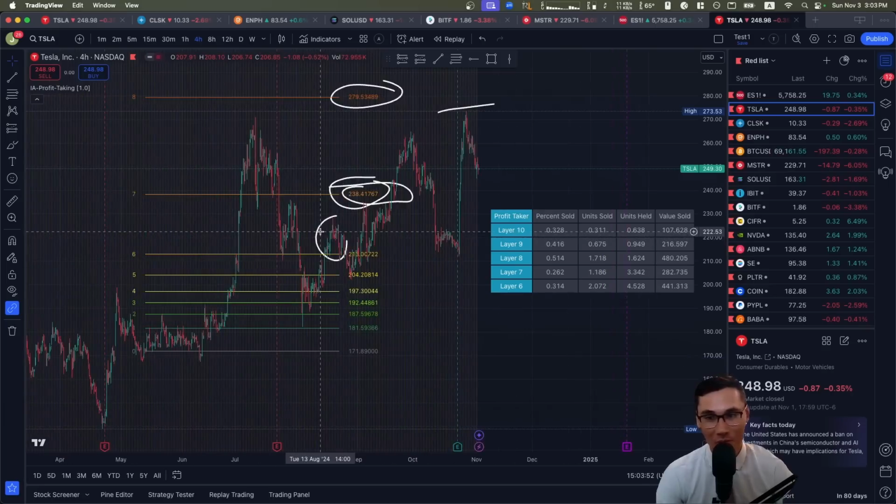So anyways, I hope that made sense and was useful. I think the profit-taking model is extremely powerful, and if you just follow it, don't go off on your own, but follow it, you can make a lot of money.